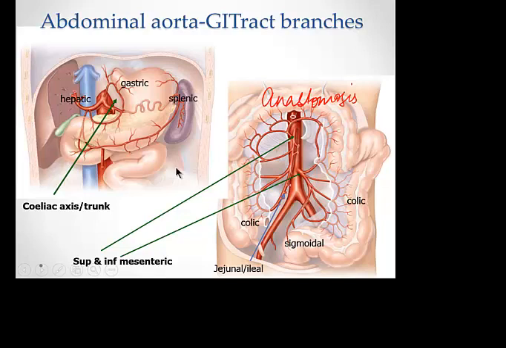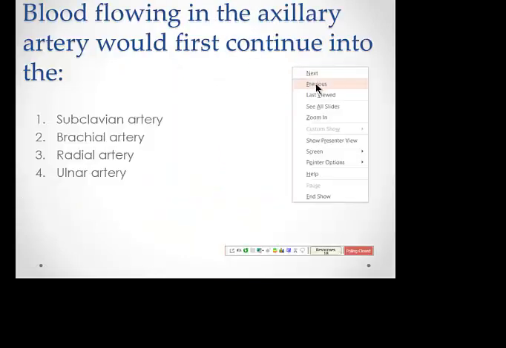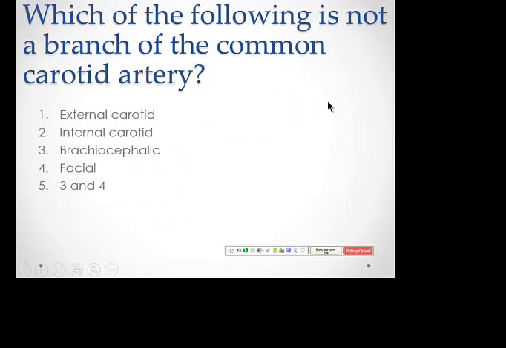Now, we did the head and neck, we did the upper limb. Remember, we did the thoracic aorta, and I told you all the branches that the thoracic aorta gave off. Then the thoracic aorta passes through the diaphragm and comes into the abdomen. When it comes into the abdomen, it is going to supply all the abdominal organs. And I'm just going to go back a few slides to show you.